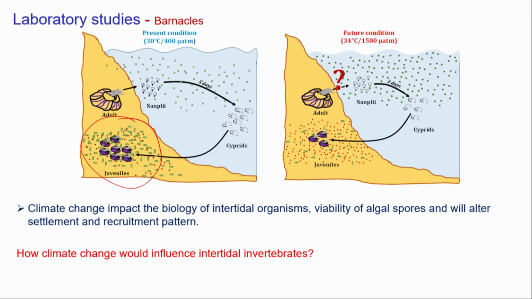But with the future conditions, with the change in the pH and also the temperature, you will find there are very small tiny organisms that occupy that particular habitat, that is, the intertidal habitat. That means for the ones providing cues to the intertidal organisms in that zone, there will be a mismatch, or there will be an alteration in the mechanism by which they come and settle. So climate change impacts the biology of intertidal organisms, the viability of algal spores, and will also alter the settlement and recruitment pattern.